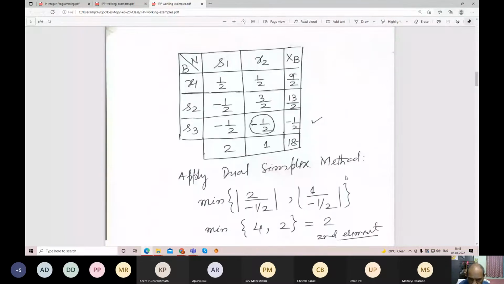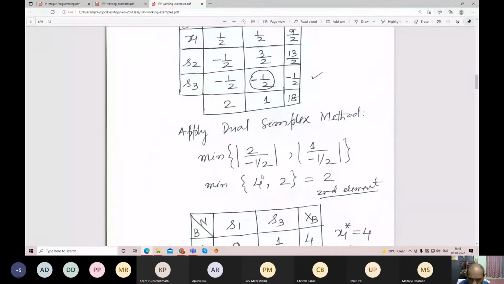2 divided by minus half, its absolute value is 4. 1 divided by minus half, its absolute value is 2. Of 4 and 2, the minimum ratio is 2. 2 is coming with respect to the second element, that is with respect to minus half. That is the key element.